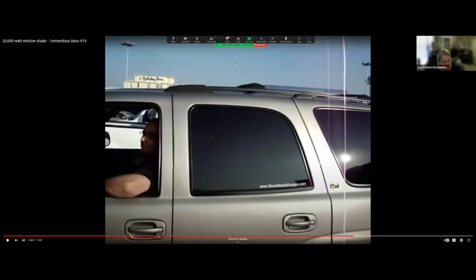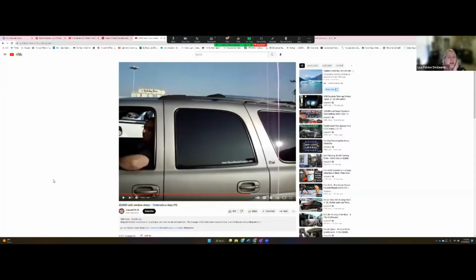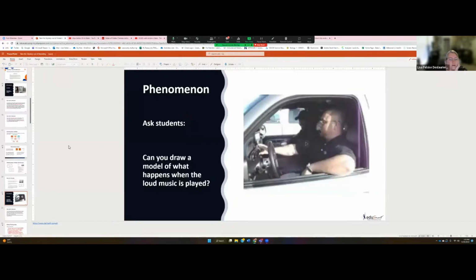That's probably enough to get the idea across. So what were some of the things you noticed? You can either unmute yourself or you can put something in the chat and Devanshi can tell me what you're saying. But did you notice something happened when the sound got loud? So we have people in the chat typing in vibrations.